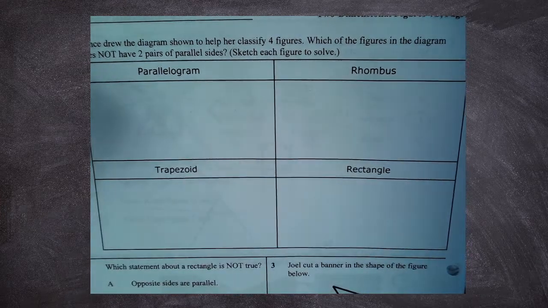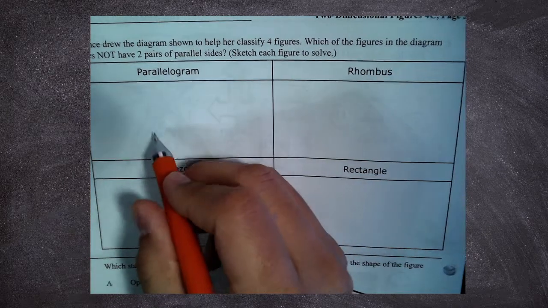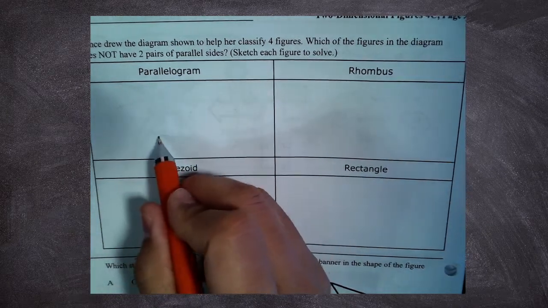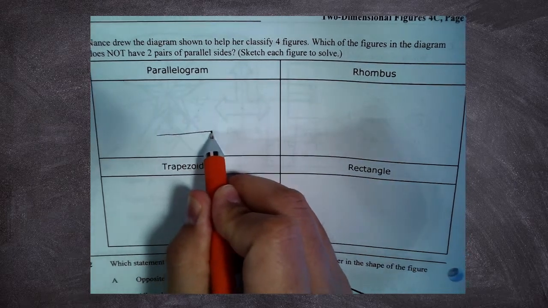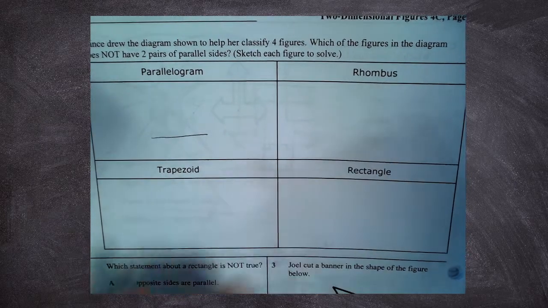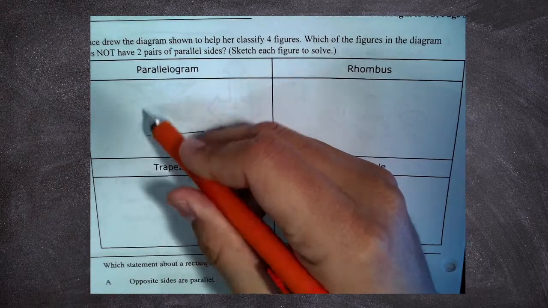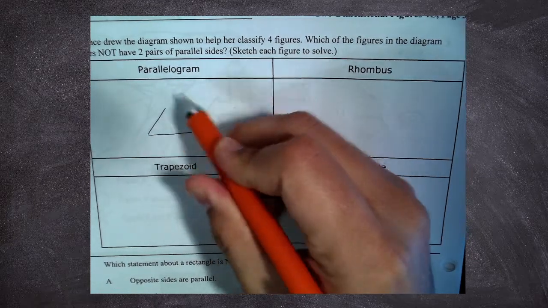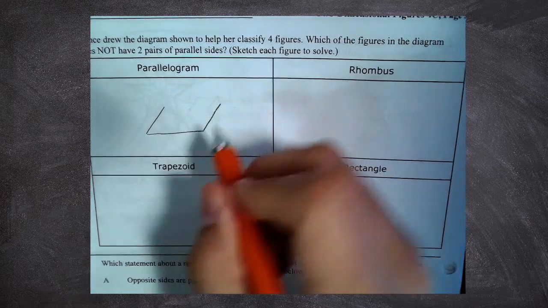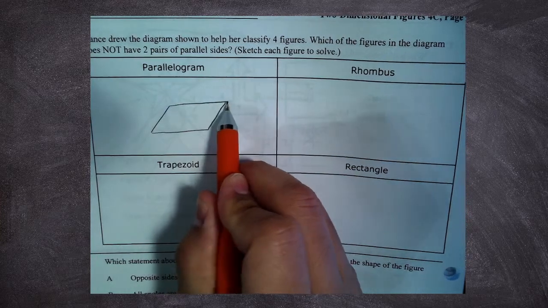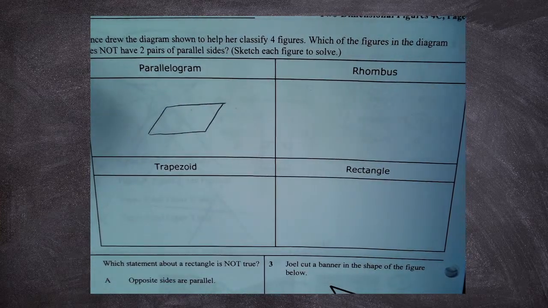So let's go ahead and start off by drawing the parallelogram. Again, that one's not too tough. Start off by drawing the bottom line. Then we're going to continue almost like if we were going to draw a rectangle, but instead of making straight up and down lines, we're going to make diagonal lines. And then connect up. So there's a parallelogram.